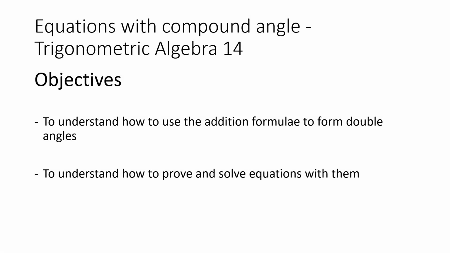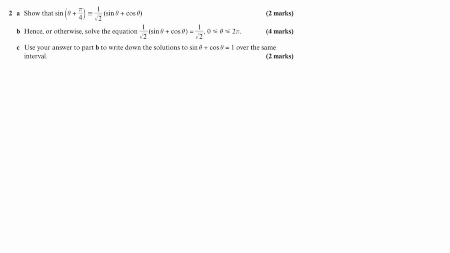Alright, we have worked out the compound angles, we know the double angles. Now what if we're told to work out theta? Well, let's take a look at this question. Show that sine of theta plus pi over 4 is equal to this.